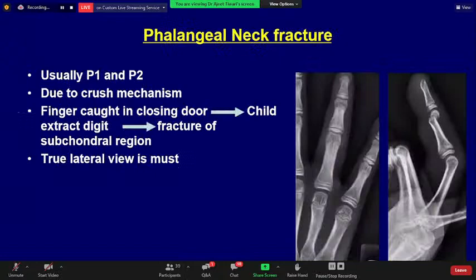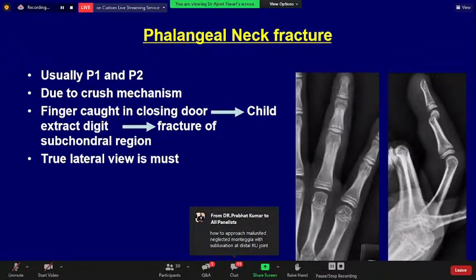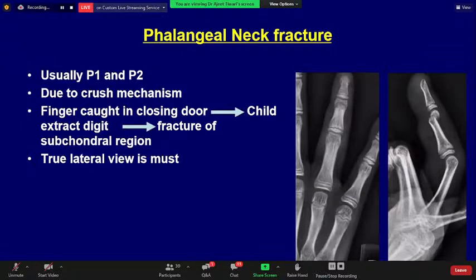Phalangeal neck fractures are one of the common injuries that happen because of entrapment of the fingers in closing doors, and the child tries to extract the digit, and a fracture happens at the subchondral region. These fractures usually happen in the proximal phalanx and the middle phalanx. And so in this case, a true lateral view is very important.